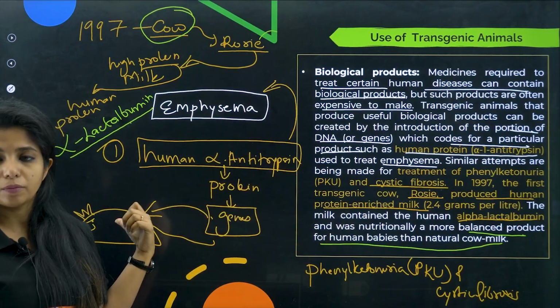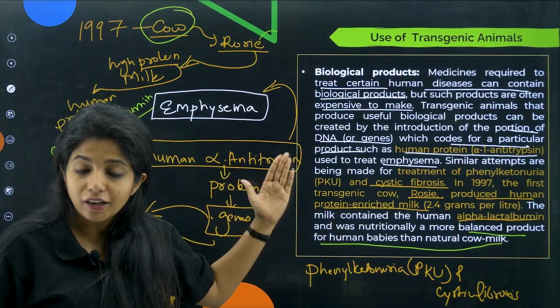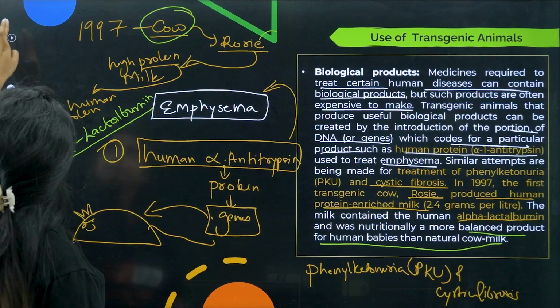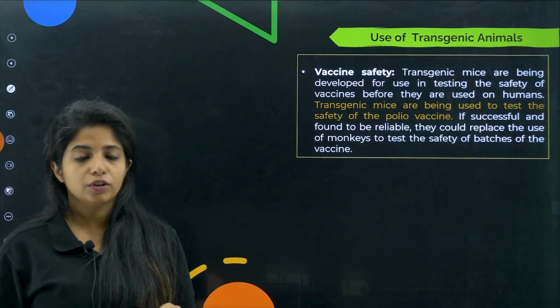So all this with the biological products. You are using transgenic animals for the production of biological products. Okay, that is one thing. Now going ahead, what is next? Vaccine safety. So let's see, what is it?